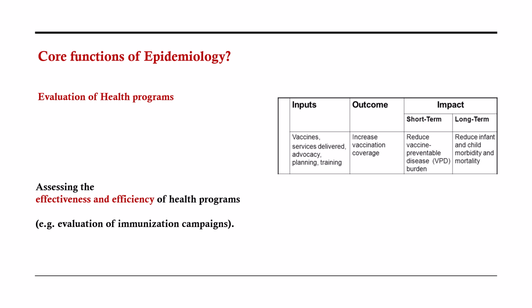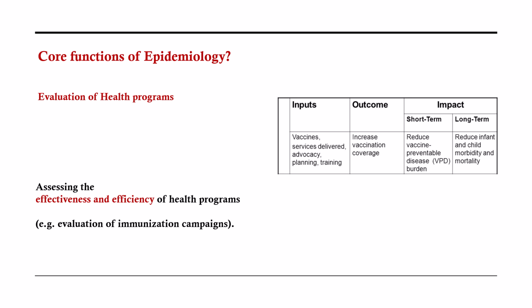Planning, was the planning done correctly or not? Was the training for all the staff and people involved in the vaccination program done correctly? Outcome. What is the outcome of the vaccination program? Immediate outcome will be increase in vaccination coverage. More people taking the vaccine. That is the outcome. Impact. Impact of this program in the community.